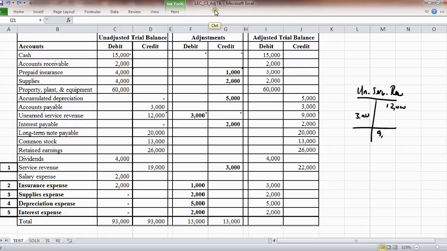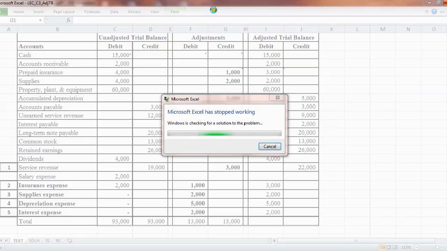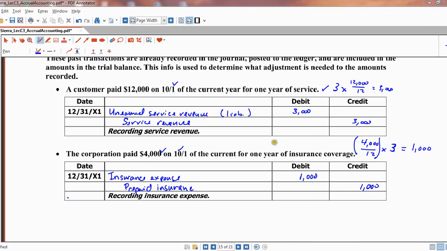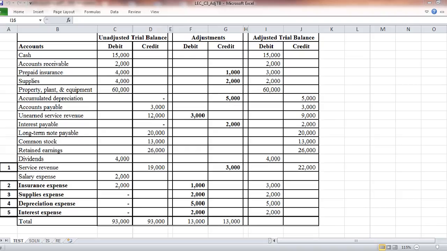Boy, don't let me pick that eraser, so bear with me here. Oh, stop working. No. And of course, it's restarting on me. All right. Okay, I'm back. I recovered.